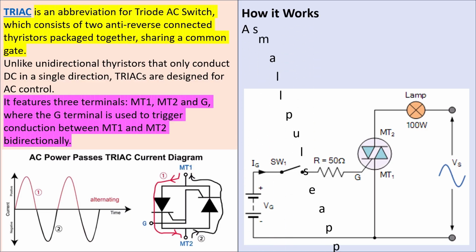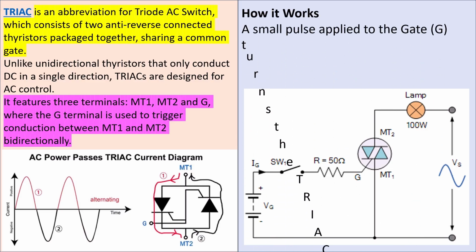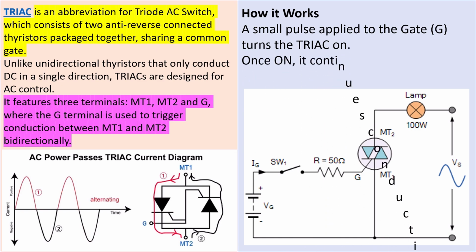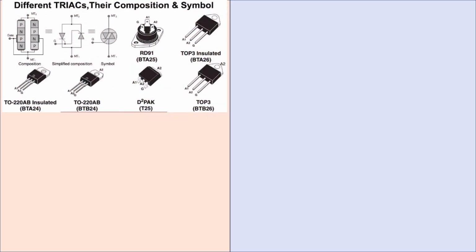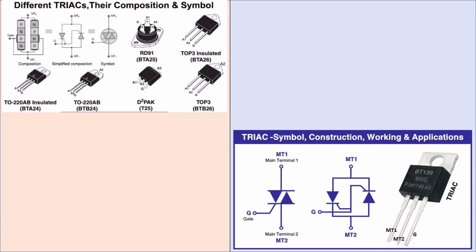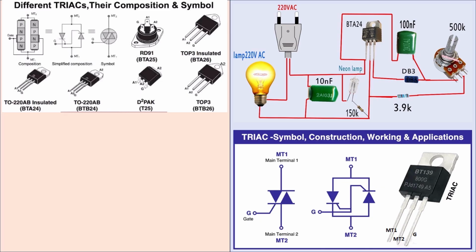How it works: a small pulse applied to the gate turns the triac on. Once on, it continues conducting until the AC current falls to 0. These are the different triacs, what they can look like, their composition, and their symbols. There is the triac symbol and what it looks like. There is a circuit diagram using a triac.